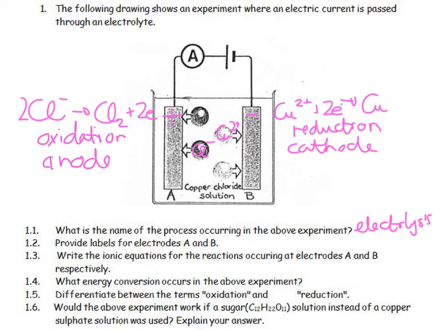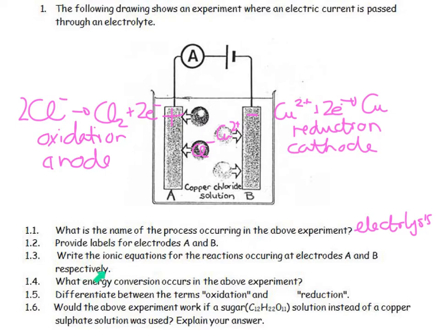Right, so providing labels, we've done that. A is the anode, by coincidence, and B is the cathode. Write the ionic equations for the reactions occurring at electrodes A and B respectively. So at A, you've got Cl minus becoming Cl2 plus 2 electrons, and you really should put that little charge over there. And on the copper, we've got Cu2+ plus 2 electrons becomes copper.